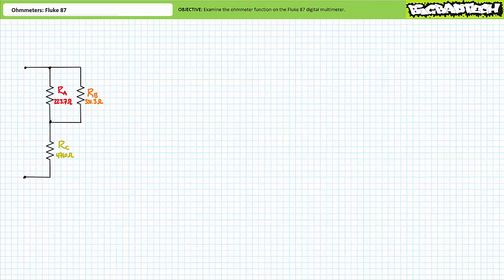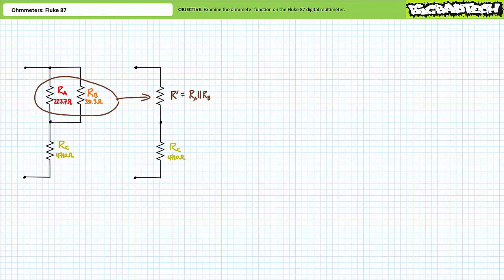Consider a series parallel combination of resistors A, B, and C, where resistors A and B are in parallel with one another, and this parallel combination is in series with resistor C. One can simplify the original series parallel circuit as an imagined resistor R single prime, being the parallel combination of RA and RB, in series with resistor C. The parallel combination of resistors A and B presents a resistance of 133.5 ohms.